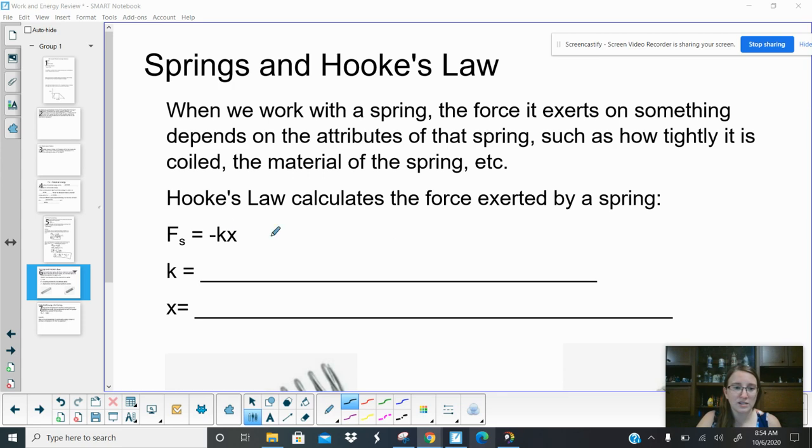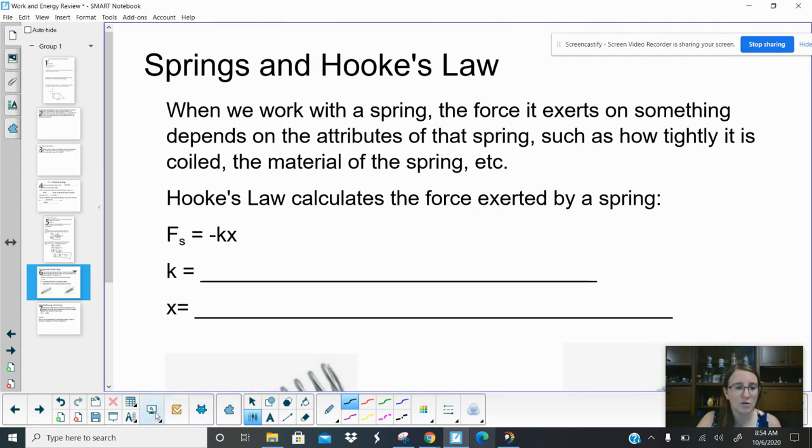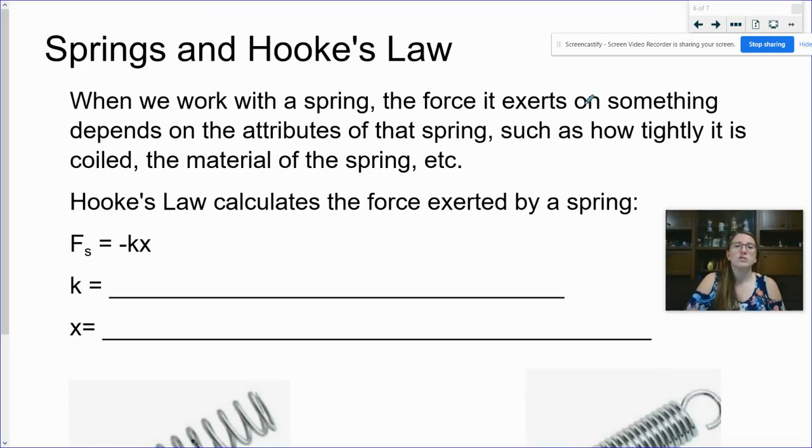Now let's talk about springs. So I'm going to introduce Hooke's law here. All you need to do is copy this down. We're going to come back to Hooke's law, like I was saying, after fall break. Springs also have a lot of potential to do work, right? We can compress a spring or we can expand a spring, depending on the way it's coiled.